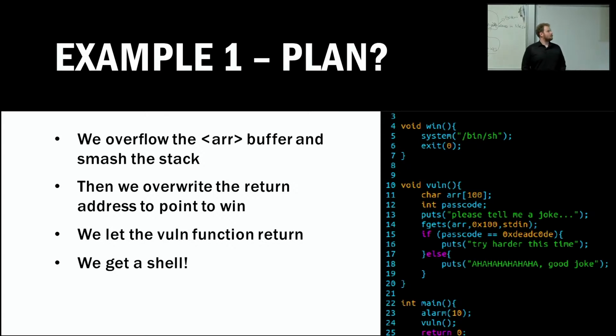Yes, basically because there's no PIE, the ELF is not being randomized. So the addresses of win and vuln and main are static. They're always the same. And because we don't have a canary, we can overflow right to the return address and nothing will stop us. So the plan is that we smash the stack, we overwrite the return address with the address of win instead of somewhere in main, and then we jump into win and execute /bin/sh and get a shell.